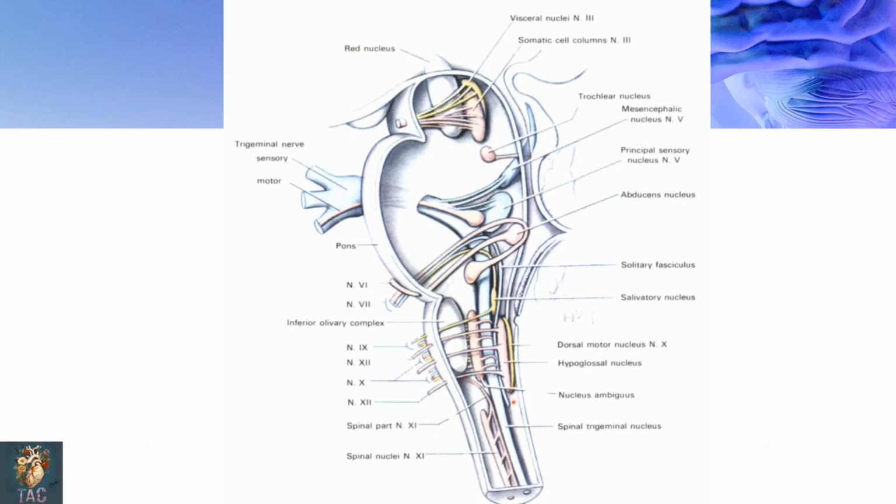Then you can see this blue, as I have told you previously, is the spinal nucleus of the trigeminal nerve, and anterior to this spinal nucleus of the trigeminal nerve you can see the nucleus ambiguus which is present over here. Then this is the spinal nucleus of the accessory nerve and its nerve roots, and here you can see the inferior olivary nuclei. So these are the different cranial nerve nuclei which are present in the midbrain, in the pons, and in the medulla.